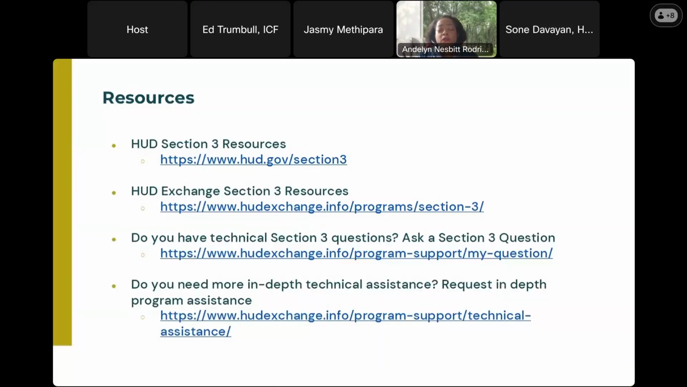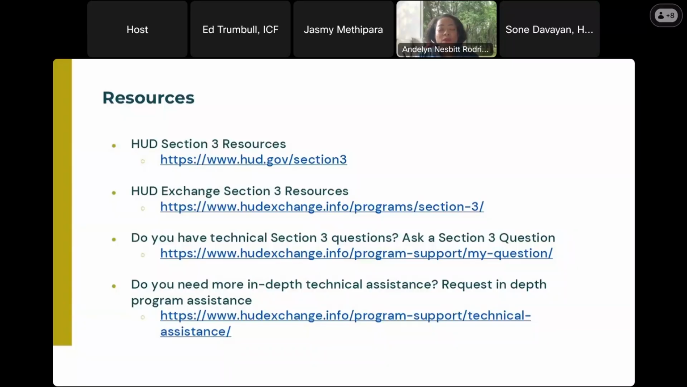We're going to drop these links into the chat for you so that you can grab them. There are a number of resources here, like the HUD.gov website and HUD Exchange. If you have technical questions, you can ask a question through the Ask a Question desk, and you can request more in-depth technical assistance through HUD Exchange as well. So again, we're going to put those links into the chat box. If you have those really Section 3 specific questions, we want you to get your information, but we're going to really focus today's session on partnerships. So if you have partnership-related questions, and certainly questions related to the guidance being offered from our speakers today, please input those questions into the Q&A box as soon as they come to you.